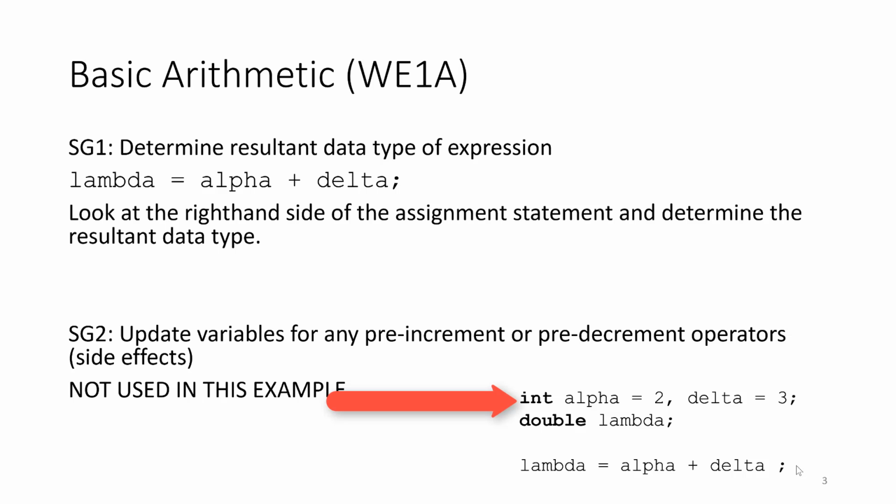Subgoal 1 is to determine the resultant data type of the expression. So for this, we will look at the right-hand side of the assignment statement and determine its data type. The data type of alpha, as declared, is an integer, and the data type of delta, as declared, is an integer. An integer plus an integer results in an integer data type. So the data type of the expression on the right-hand side of the assignment statement would be an integer.